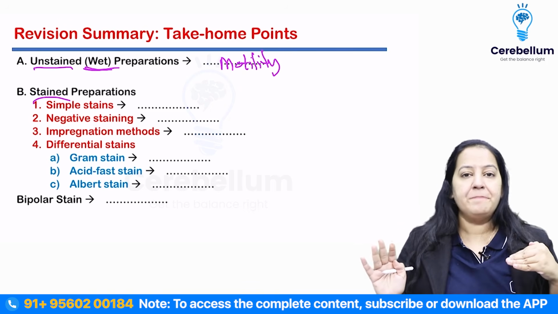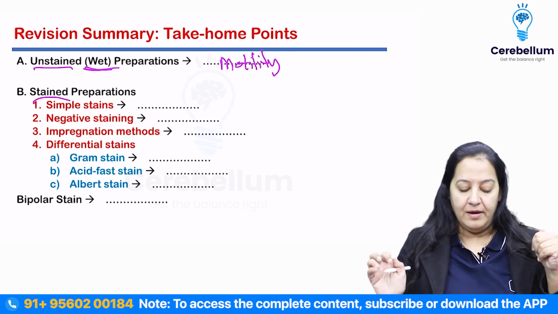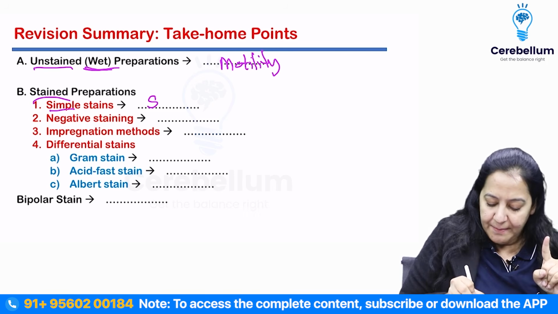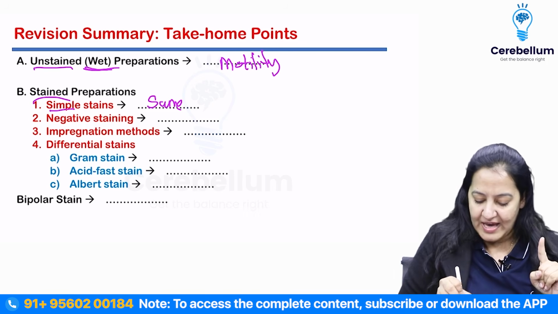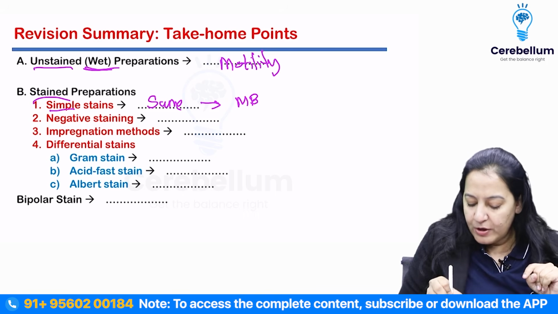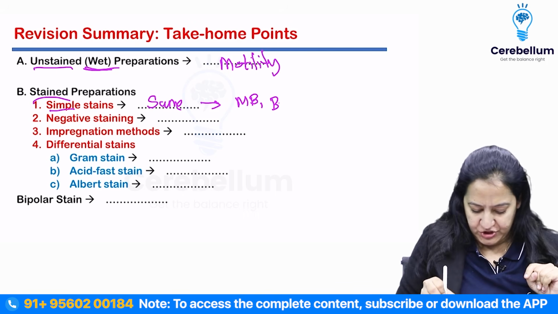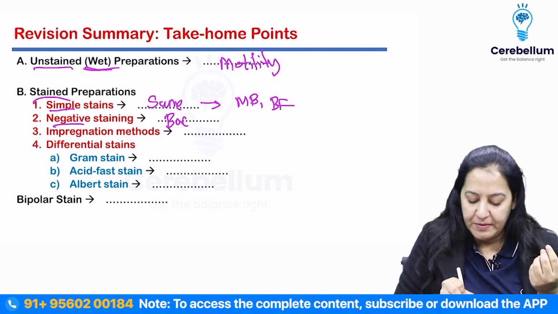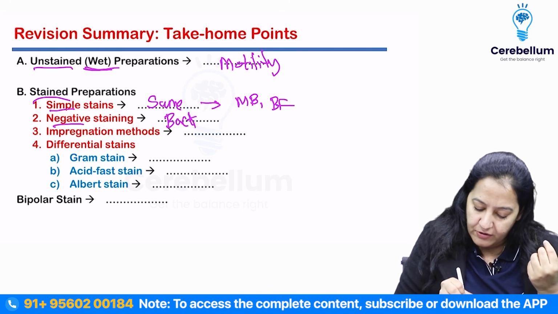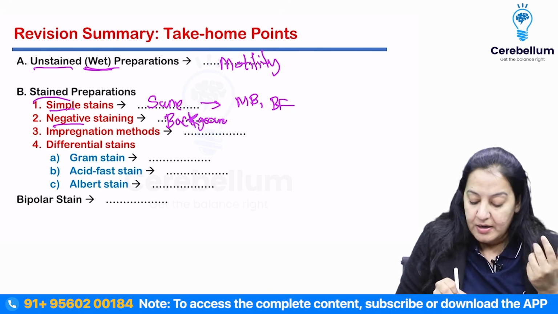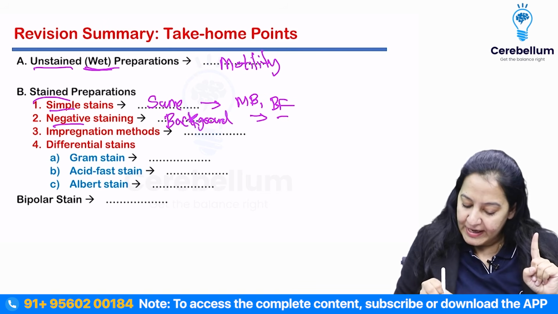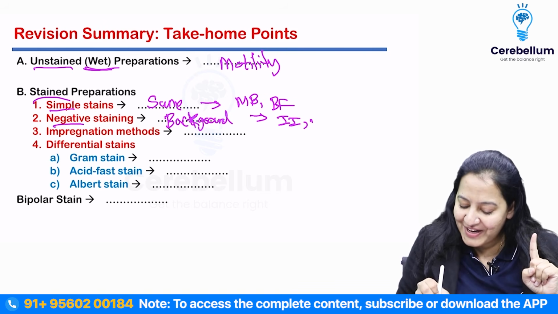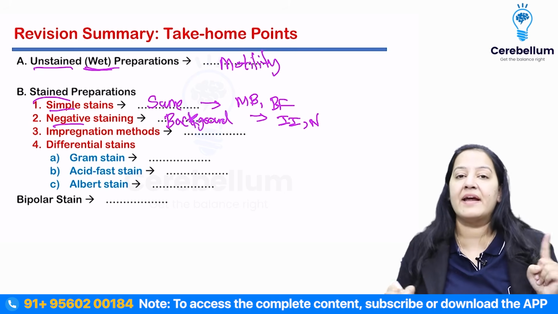Now stained preparation, we have various types of staining available. The simple stain, it gives the same color to all bacteria. The examples are methylene blue and basic fuchsin. The negative stain, it stains the background, not the structure to be demonstrated. It stains the background, not the bacteria. The examples are India ink and nigrosin.